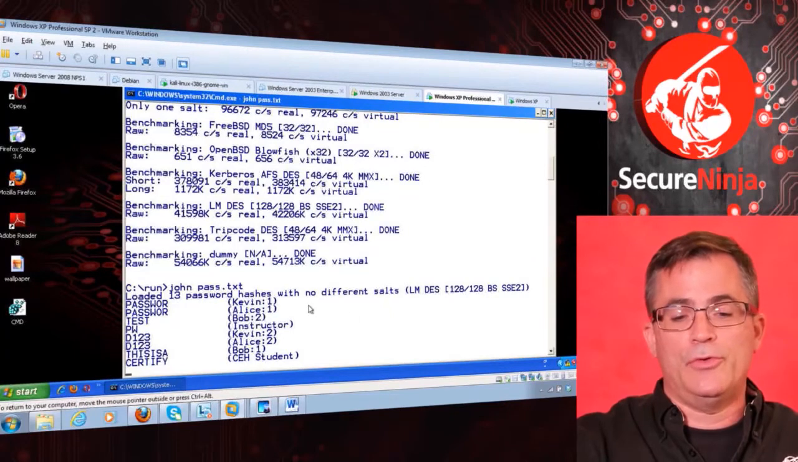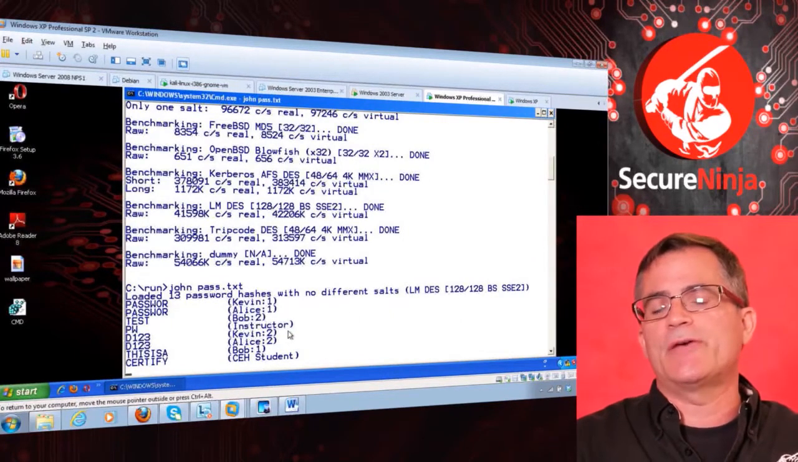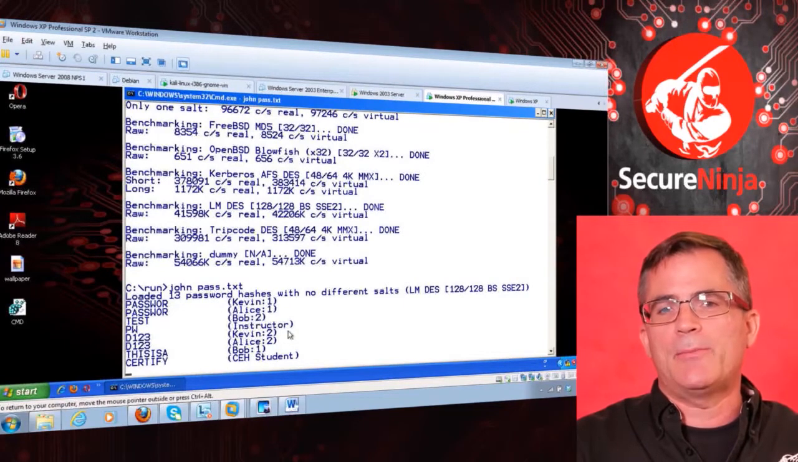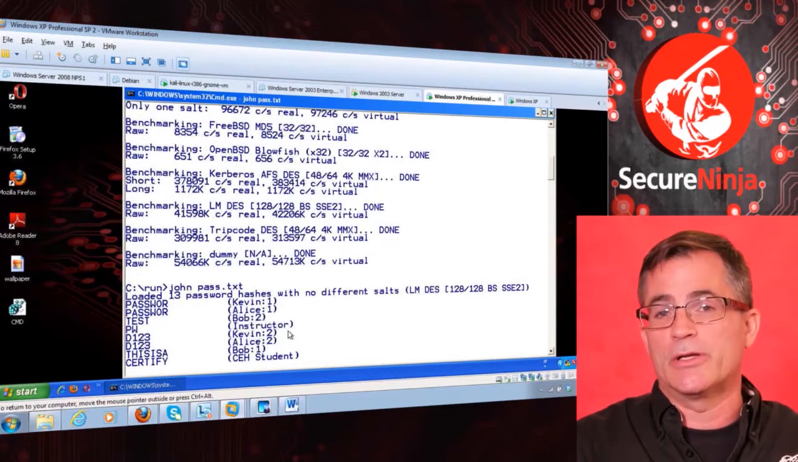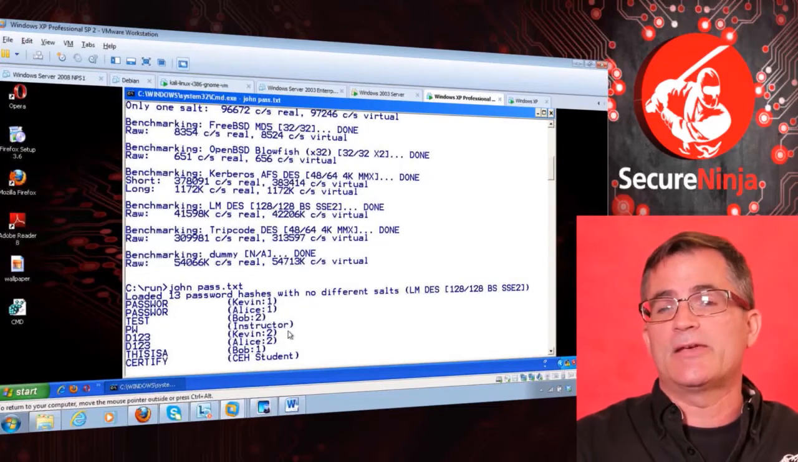Now, you're probably wondering, what exactly is this 1 and this 2? That means it's the first 7-byte chunk. Remember, in the LanMan hash, it has 2 7-byte chunks. So what John the Ripper does is break it into 2 7-byte chunks. The first 7-byte chunk is represented by a 1, and the second 7-byte chunk is represented by a 2.